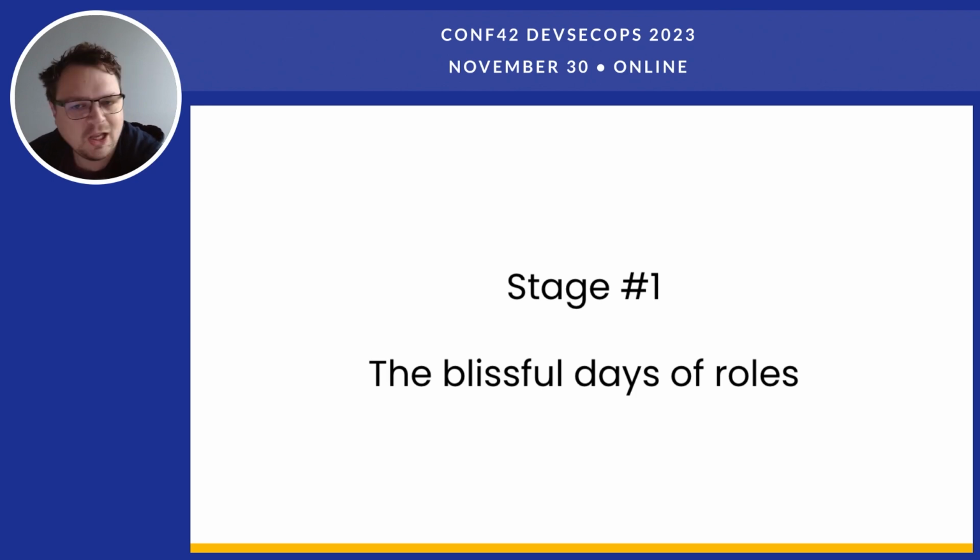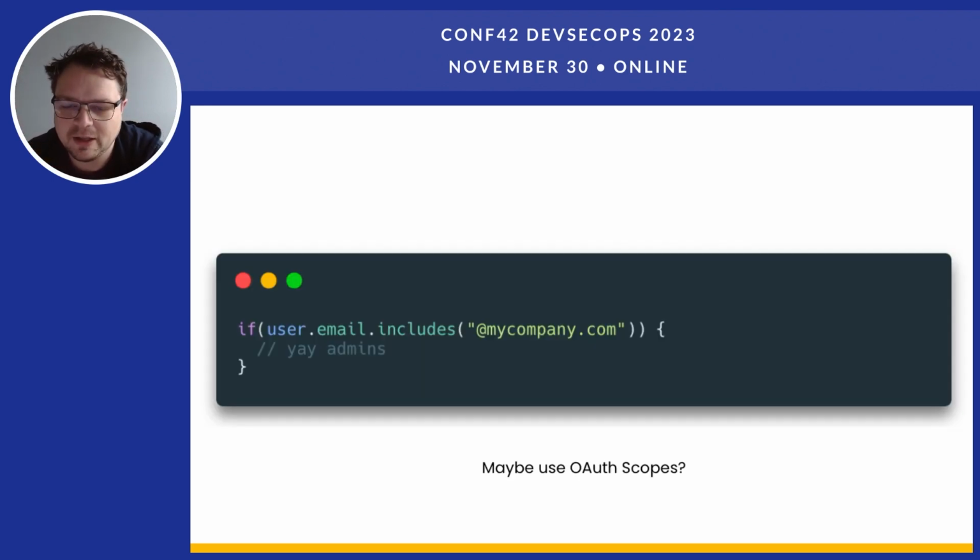So we'll start off in day one, stage one, very simple, the blissful days of roles, I call it, where you might have in your code base a check that says, hey, if the user's authentication includes an email and that email contains our company's domain, then they're an admin, they should be able to do everything. Great. Pretty simple. You can put that code across your code base, probably in the request handler, without any issue. Very simple, all good.